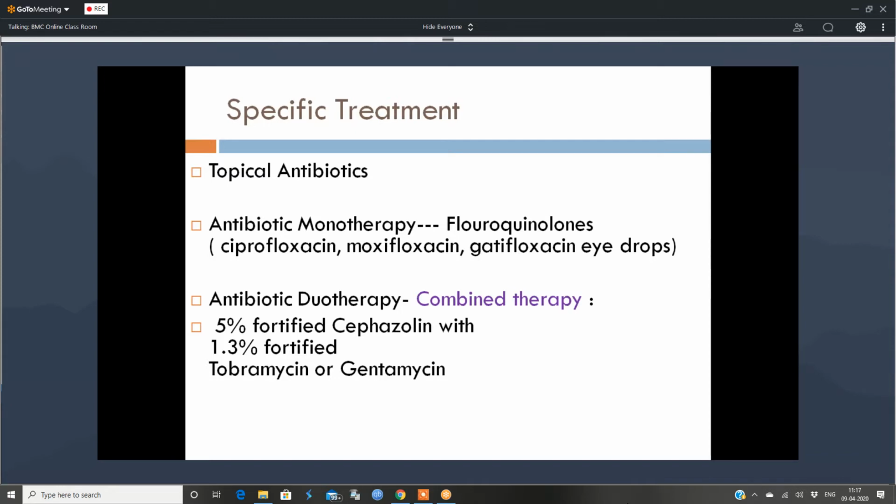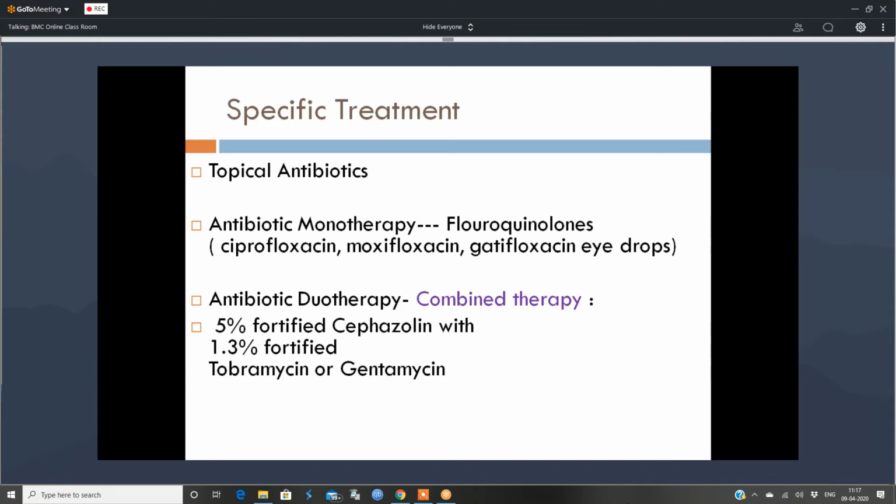So with this, which is 5%. This is called fortification, and this is called combined therapy, wherein we combine an antibiotic which is specific for gram positive with one antibiotic which is specific for gram negative, and then we tell the patient to instill these drops hourly.